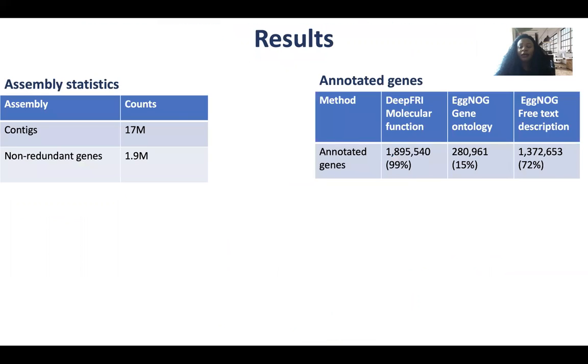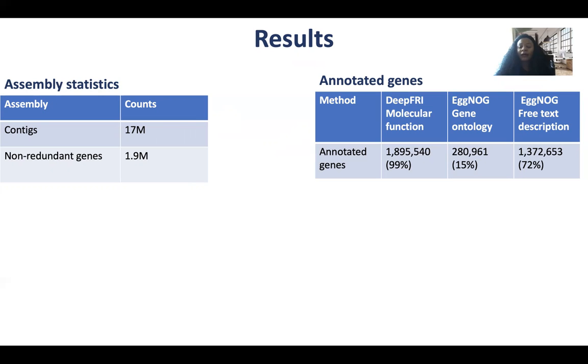We have generated some preliminary results for analysis. For the assembly, we assembled around 17 million contigs from the DIABIMMUNE data. And our non-redundant gene catalog consists of 1.9 million microbial genes. For the annotated genes, with DeepFRI molecular function at a threshold of 0.2, we were able to annotate around 1.8 million genes, that is 99% of our gene catalog.